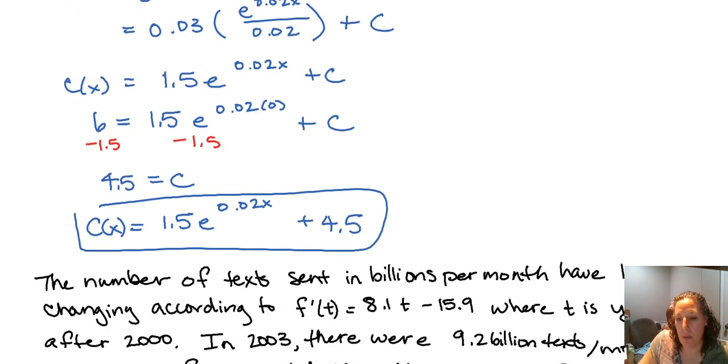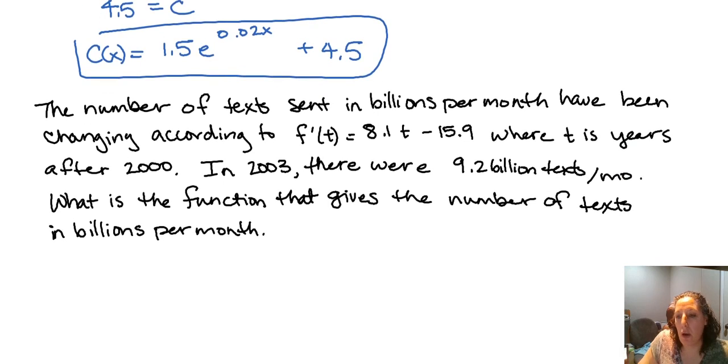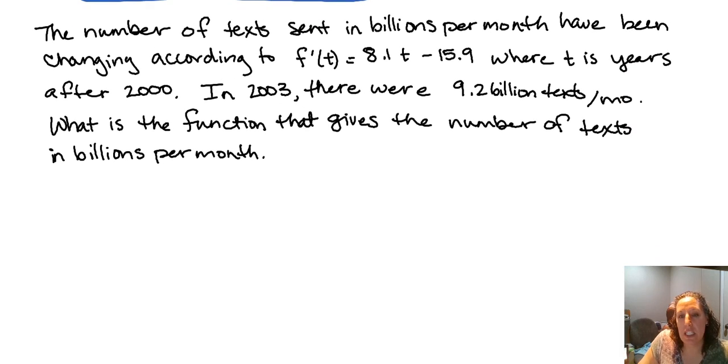All right, one more example. We have the number of texts sent in units of billions per month have been changing according to this function f prime of t equals 8.1 t minus 15.9, where t is in years after 2000. In 2003, there were 9.2 billion texts per month sent out. What is the function that gives the number of texts in billions per month?